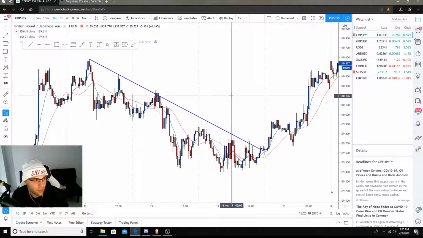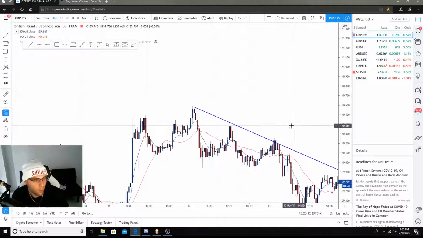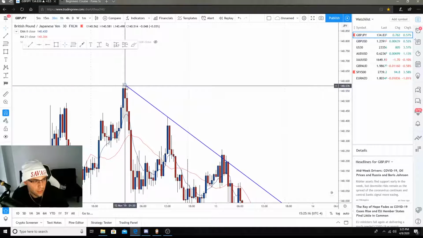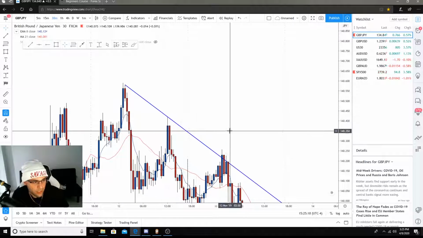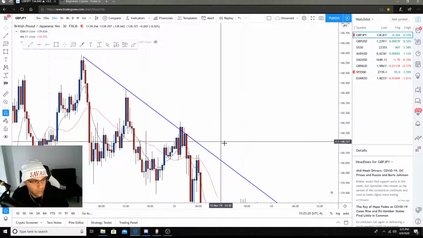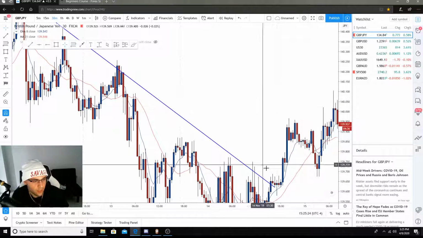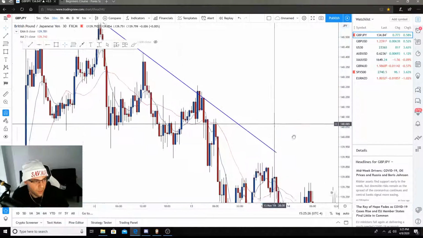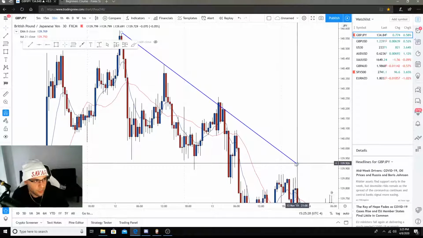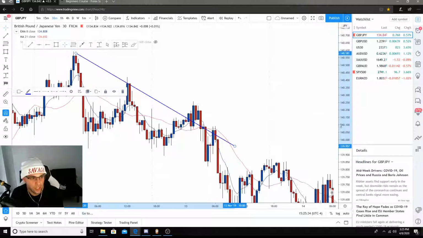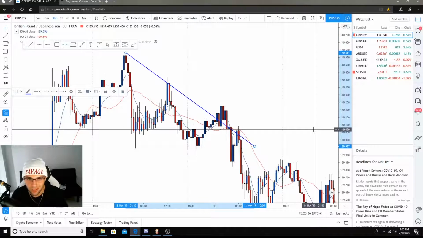As you can see right here, I ran my trend line from the tip of this wick to the tip of this wick, and then I let the candles follow. But there are situations where you can run your trend line from the tip of this wick to the tip of this body. Either way, they're both still very valid.